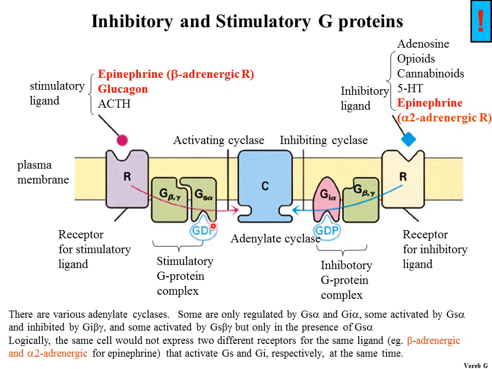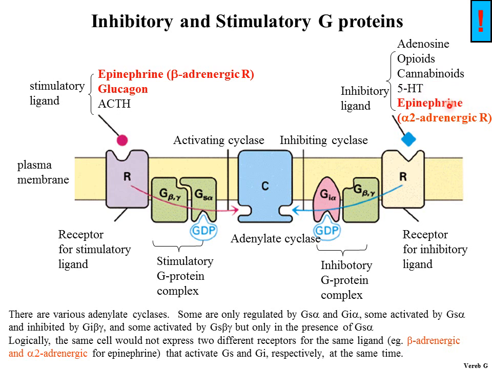and getting back to inactive GDP bound state, but also by having inhibitory G proteins, also trimeric G proteins, that can inhibit its function. And these inhibitory G proteins can also provide input through various receptors, and examples would be receptors for adenosine, opioids, cannabinoids, 5-hydroxytryptamine, and very interestingly also epinephrine.